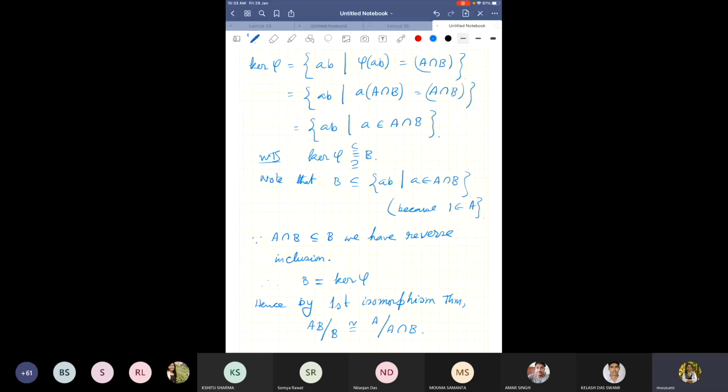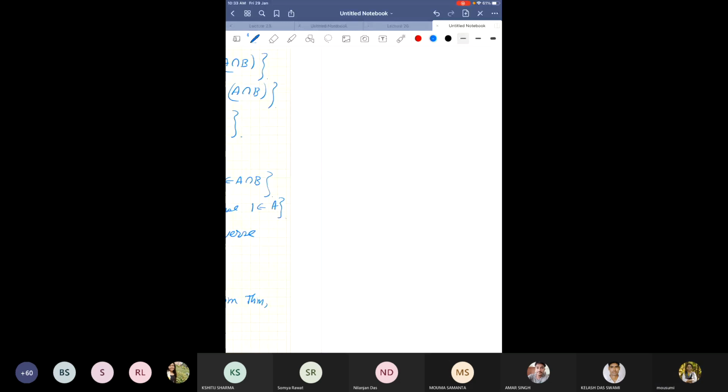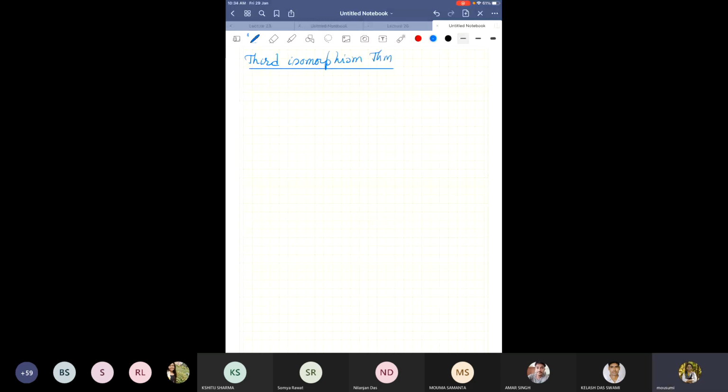So the proof of the second isomorphism theorem is clear to everybody? At least give some response, like yes, ma'am. Okay, so now the third isomorphism theorem.